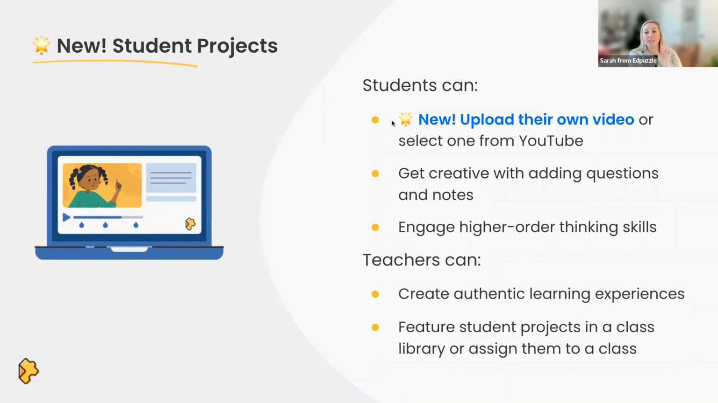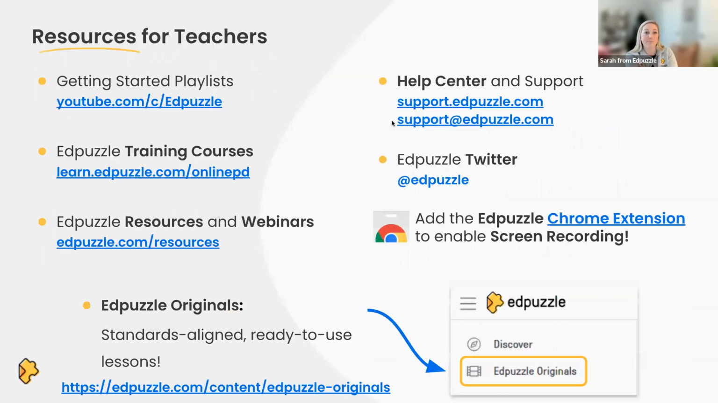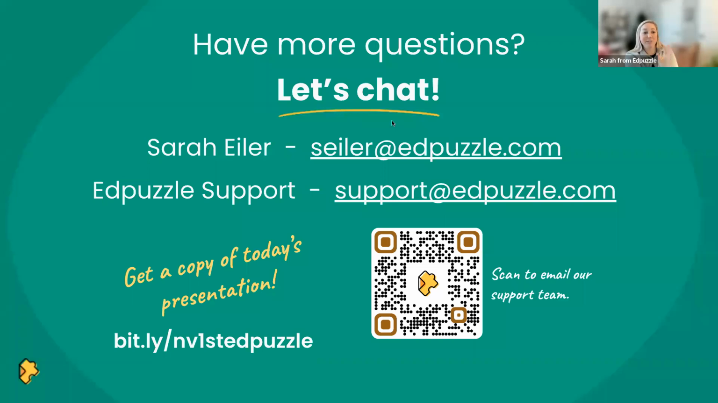So to do that, you just click on the blue add content button and you click student project. Some ideas for that are on this slide here. Analyze a poem, demonstrate a math problem, record an experiment, and you can even prepare and present your own TED Talk, your students could.